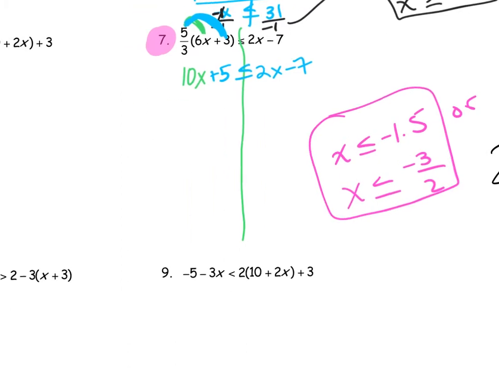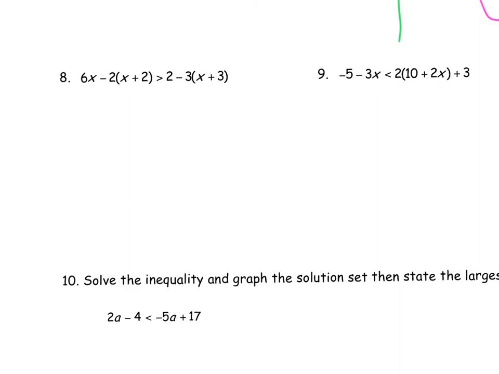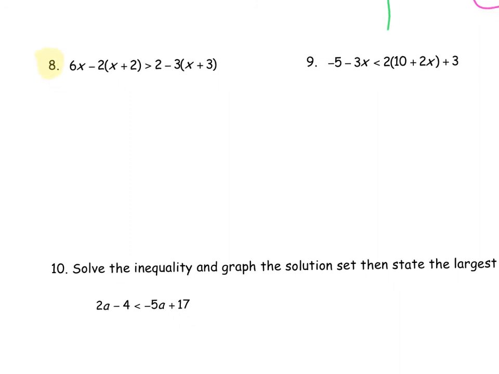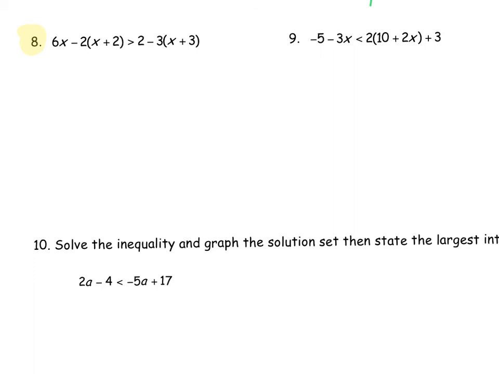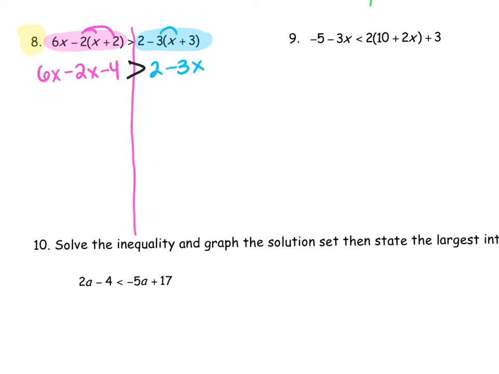Let's keep going. Let's do question 8 together. Hopefully you are seeing how important solving these inequalities is. The first thing I want to do, let's draw our line down the inequality. I'm going to simplify on the left-hand side first, and then we'll simplify on the right-hand side. I see that I can distribute here. I have 6x minus 2x minus 4 is greater than, and now let's distribute on the right-hand side. I have 2 minus 3x minus 9.